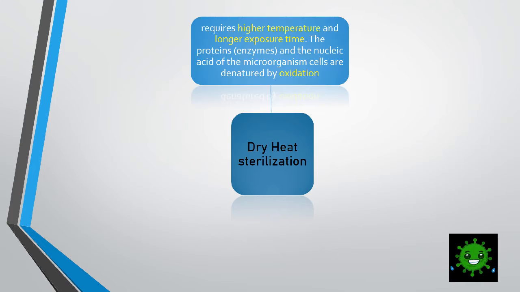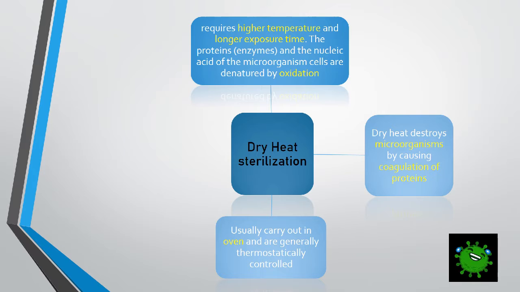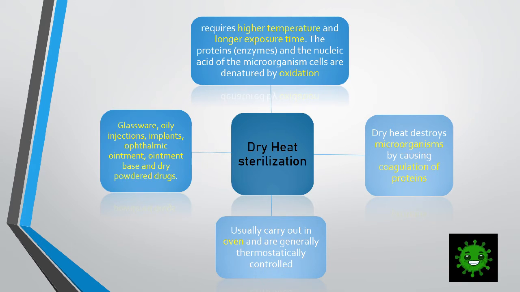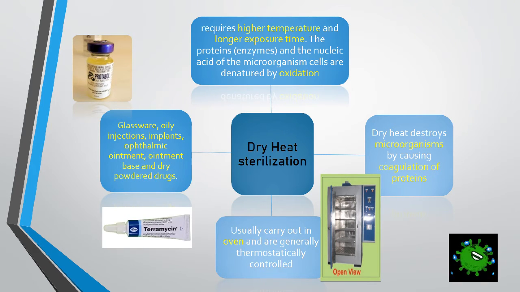Dry heat sterilization requires high temperature and longer exposure time. The proteins, which are enzymes, and the nucleic acid of the microorganism cell are denatured by oxidation. Dry heat destroys microorganisms by causing coagulation of protein. Dry heat sterilization is usually carried out in ovens that use extremely high temperature over several hours to destroy microorganisms and bacteria. However, these temperatures are not suitable for most drug products. Dry heating is also not appropriate for aqueous solutions and is most commonly used to sterilize glassware, oily injections, implants, ophthalmic ointment, ointment bases, and dry powder drugs.